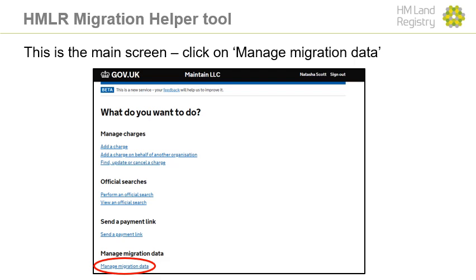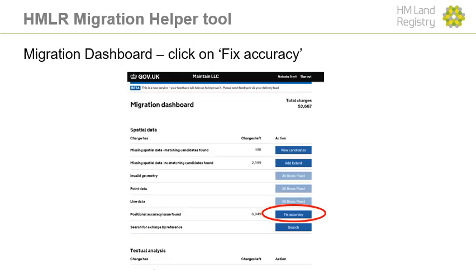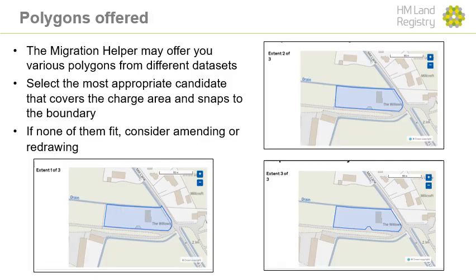We'll now go through the more detailed process that you will follow in the migration helper. To fix those extents, you'll click on Manage Migration Data tab from the main screen first. You'll then go to the tab showing the Positional Accuracy Issue Found field on the migration dashboard. The migration helper will offer a variety of candidate polygons from different datasets. You'll be able to select the most appropriate candidate, or consider amending and redrawing if necessary, or leaving unamended if no action is required.